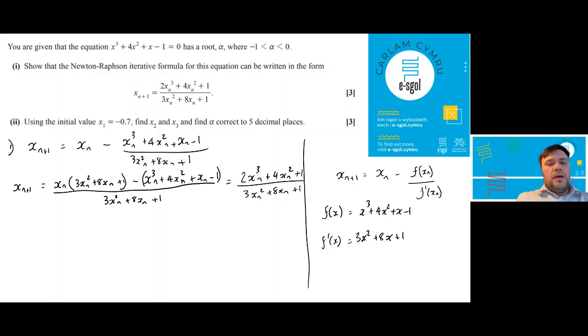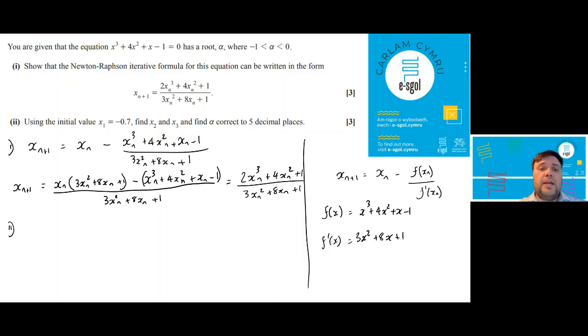So we've done the first part. Part 2 then is using the initial value of x_1 equal to minus 0.7. Find the values of x_2, x_3, and find alpha correct to 5 decimal places. So they're expecting you to work out x_2, x_3. You're going to have to then continue 3 or 4 times so that you get the answer correct to 5 decimal places. That means you have to have 6 decimal places after the point so that you know whether you're rounding up or down for the 5th number.